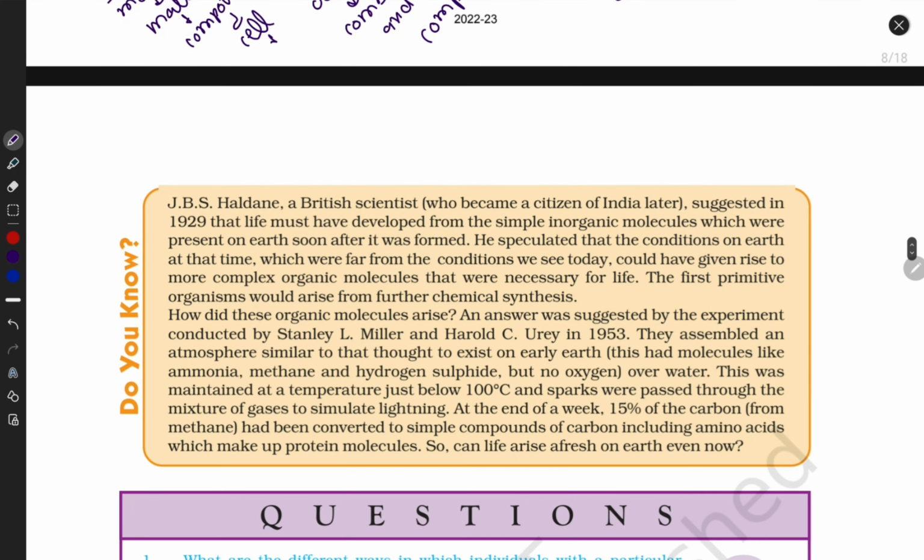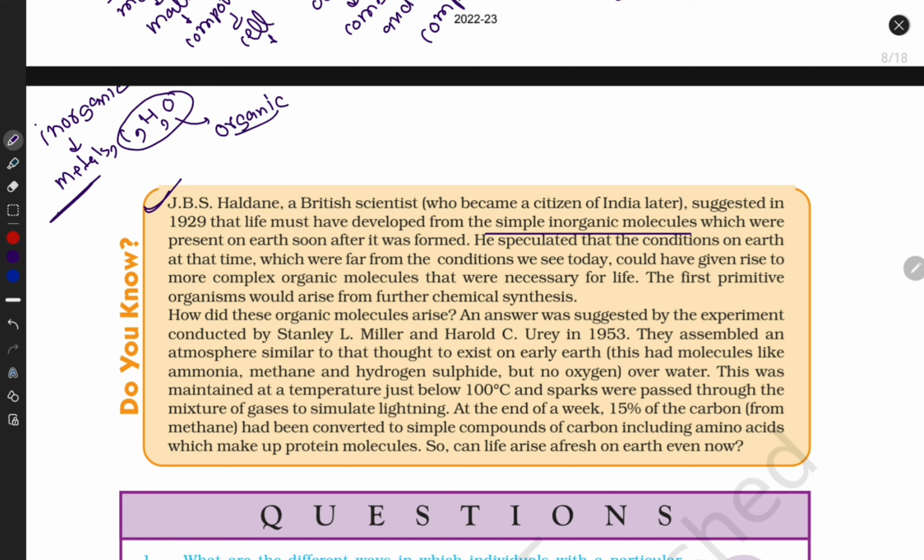The next scientist, J.B.S. Haldane, also said something similar. He said that organisms develop from simple inorganic molecules. What are inorganic molecules and what are organic molecules? Inorganic molecules are like metals; anything other than carbon, hydrogen, and oxygen is included in inorganic, and these three things are organic.